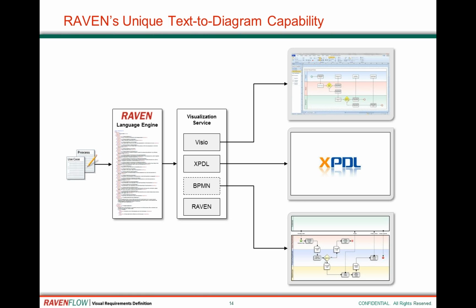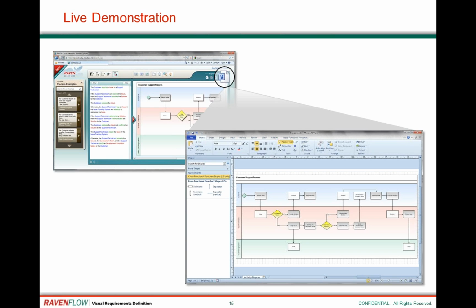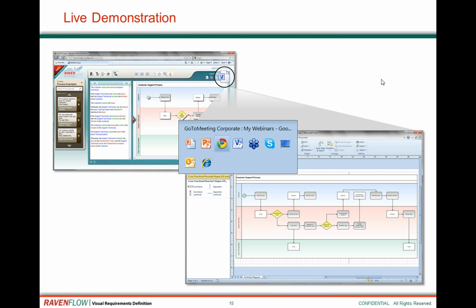And BPMN is another diagram format, a business process modeling notation for those of you who care about that. That's something that we're working on. So there'll be a number of different process visualization capabilities we'll be offering in the coming months. We'll show you in this demonstration, specifically focus on Raven Cloud going to Microsoft Visio as shown in this slide. So let's just get into that demonstration now.